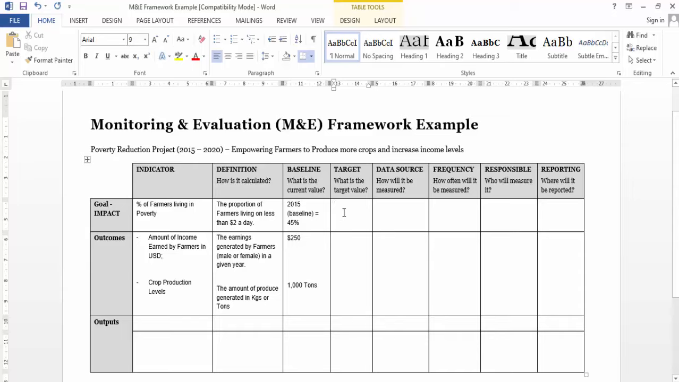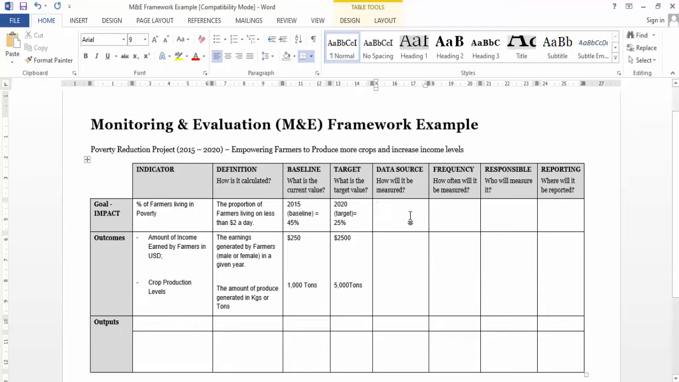Okay, so what is the target? So the target could be by 2020, I hope you guys are not getting bored. This is very important. It's good you follow this. So the target could be that we should have 25% of farmers at least living in poverty, meaning that we've reduced it by 20%. Then the target should be that farmers should earn $2,500, and meaning that farmers should be able to produce maybe 5,000 tons.